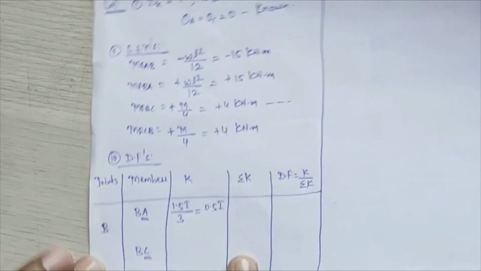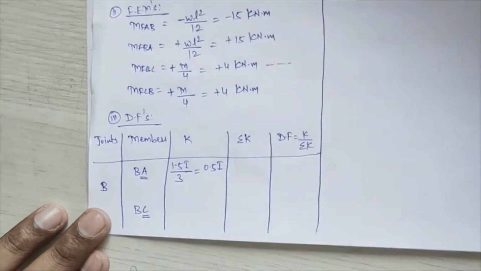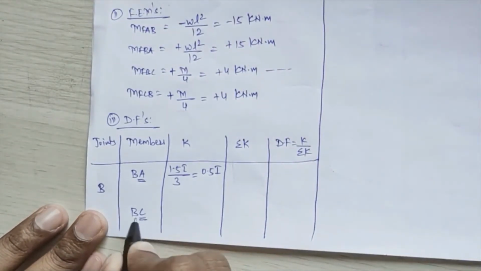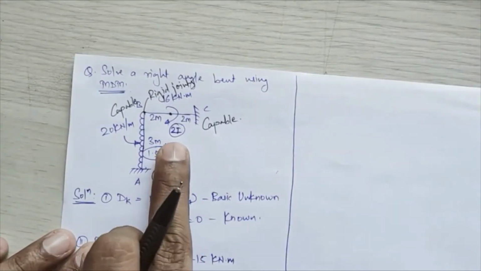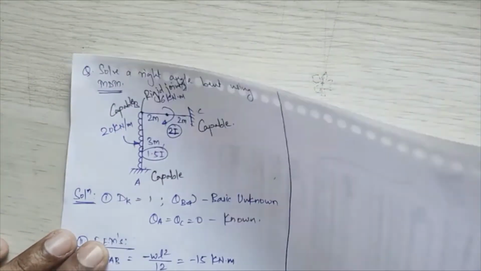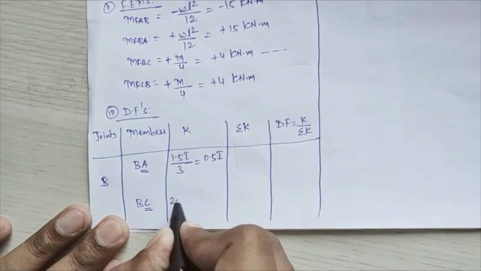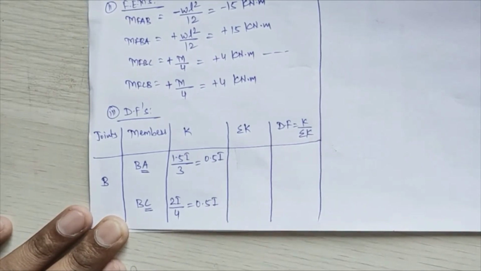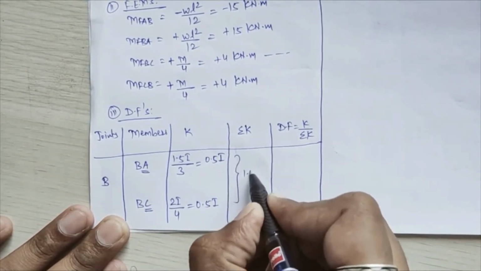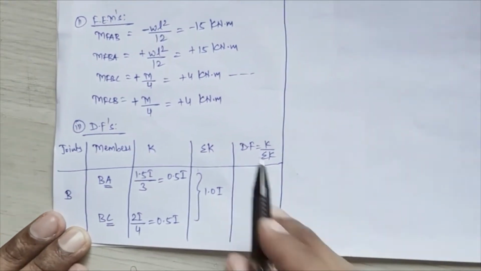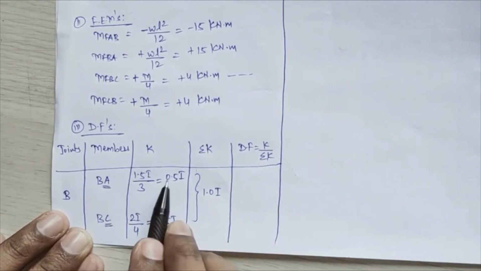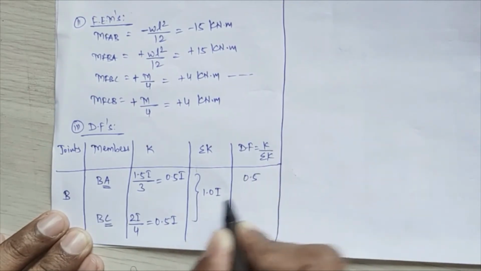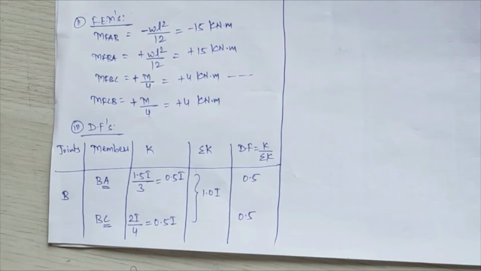Same way for BC, again C will be your far end, that is the capable end over there. So for the far end this comes equal to again I by L, but for BC here the I is given to you as 2I and length is 4, so 2I divided by 4 again comes equal to 0.5 of I. So if you calculate total stiffness, that comes 0.5 plus 0.5 equal to 1, and DF for BA is 0.5 upon 1, that comes equal to 0.5, and for BC 0.5 upon 1, that again comes equal to 0.5. So these will be our distribution factors for BA and BC members at joint B.